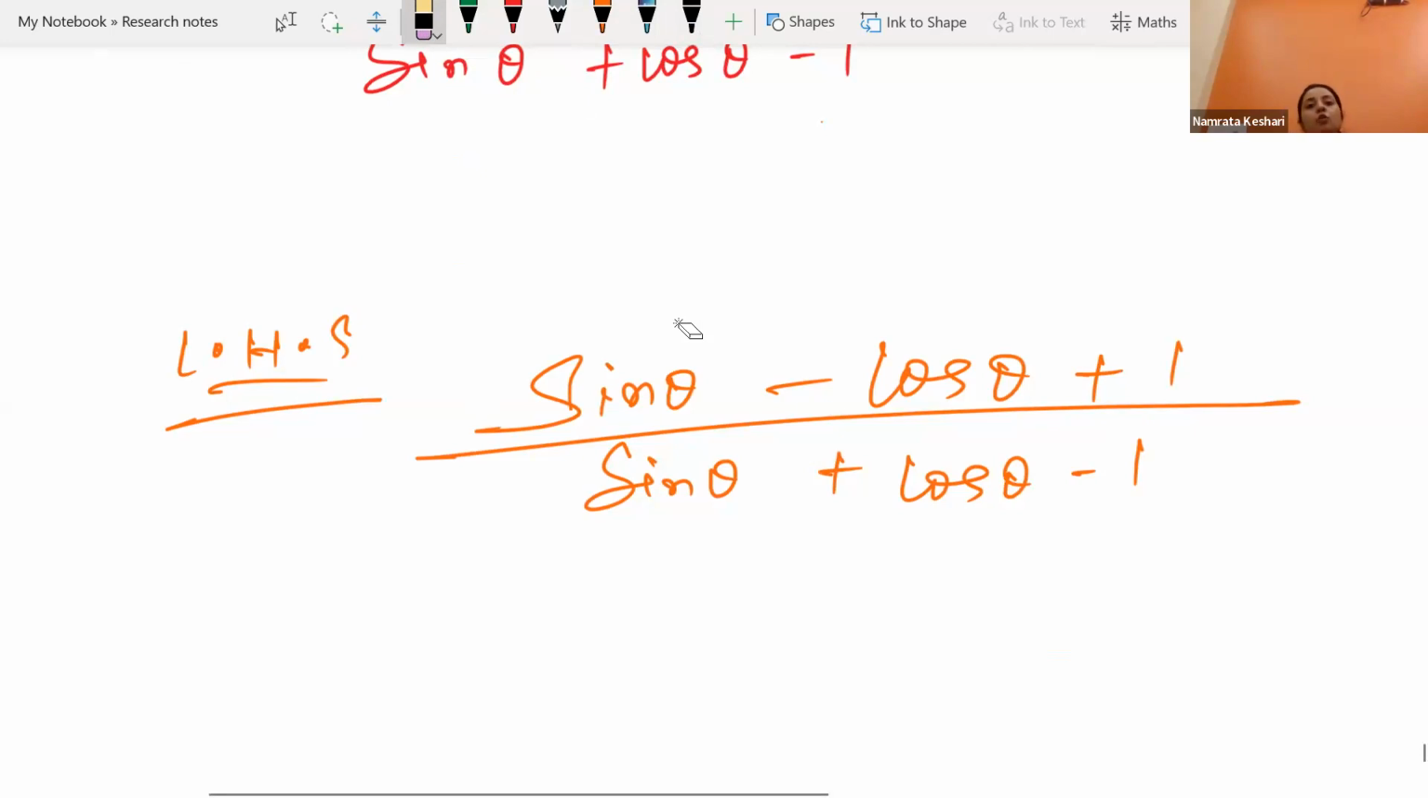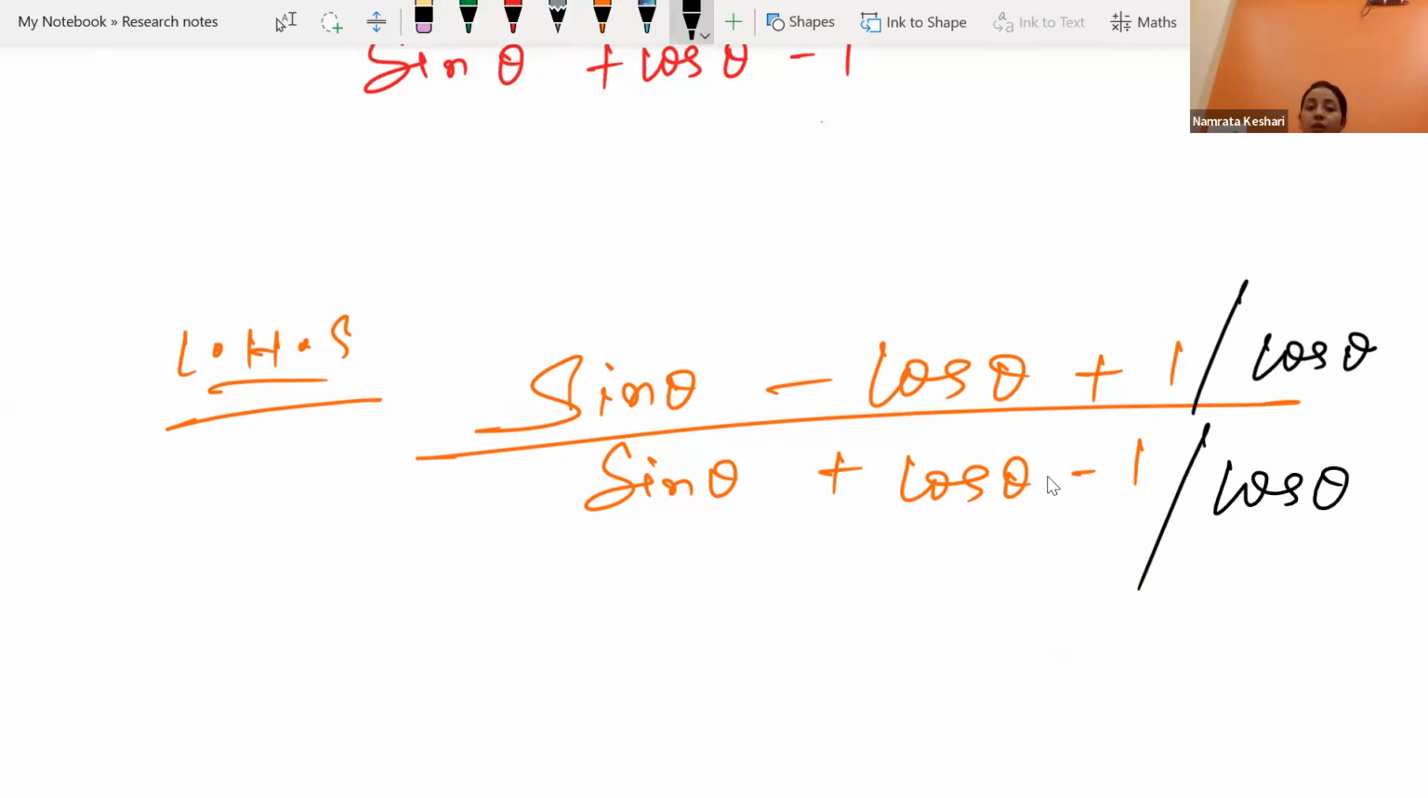Now the question is, can we do that? Is it allowed? Mathematically, is it correct to divide the numerator and denominator by cos theta? Yes, it is correct. When we have a fraction, we can multiply or divide the numerator and denominator by the same number. So we are not doing anything which is not allowed.